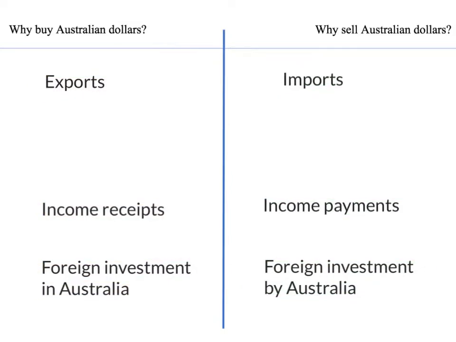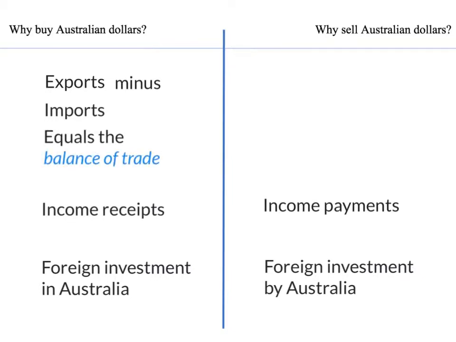Let's start off by looking at exports and imports. We have our first definition, and that is simply that exports minus imports is simply called the balance of trade.